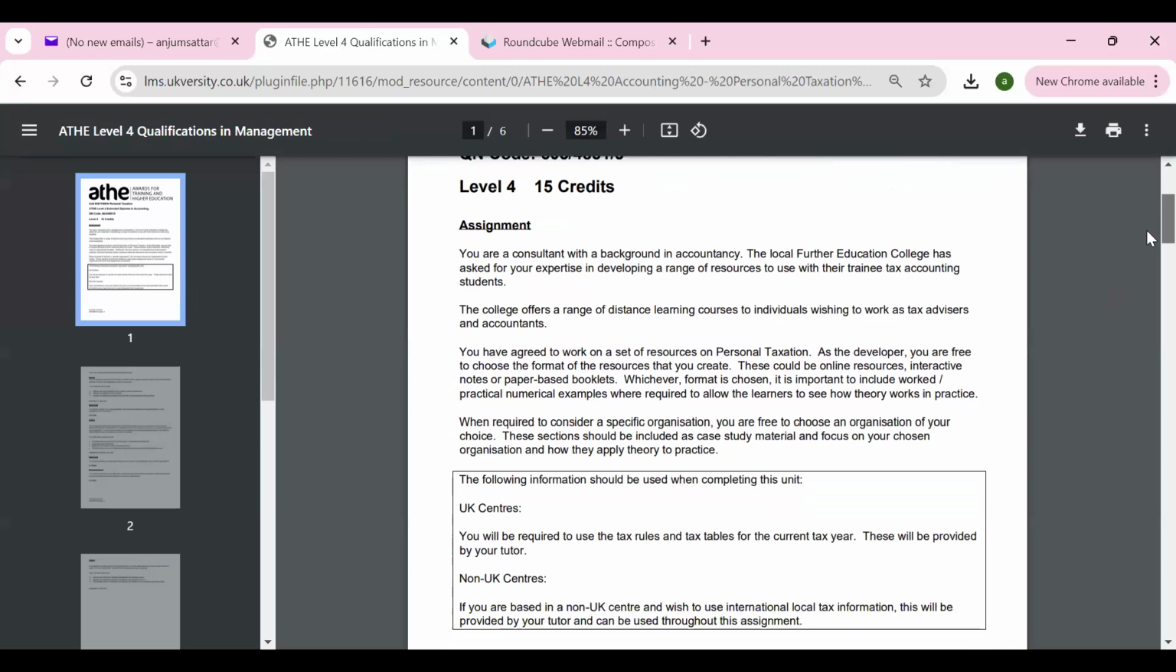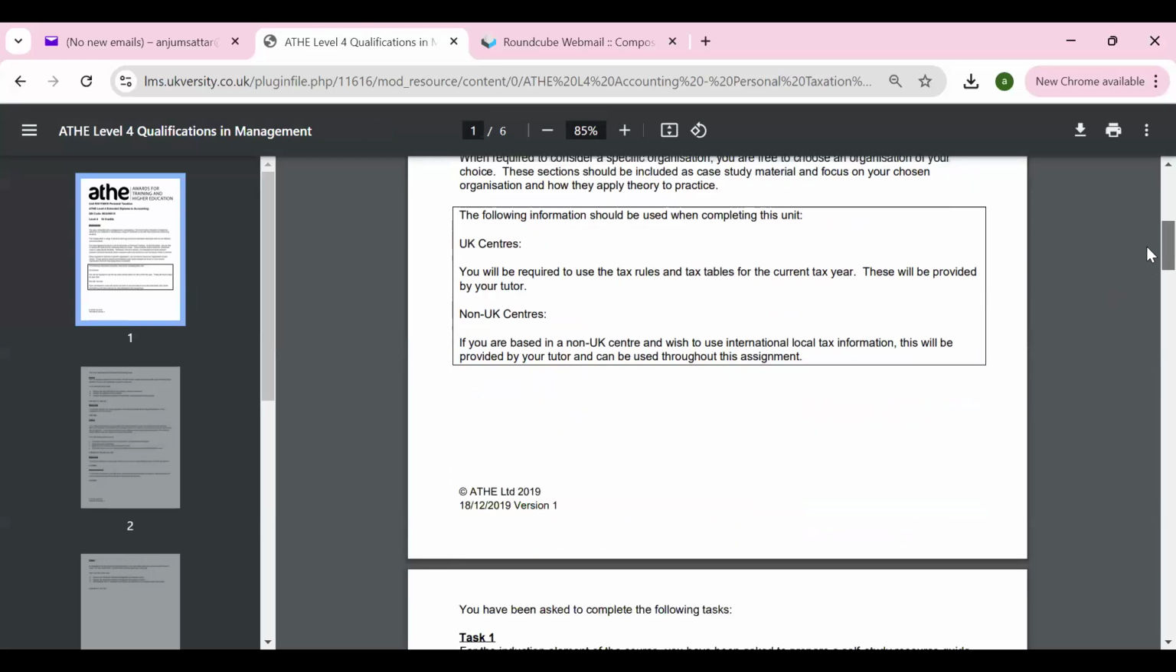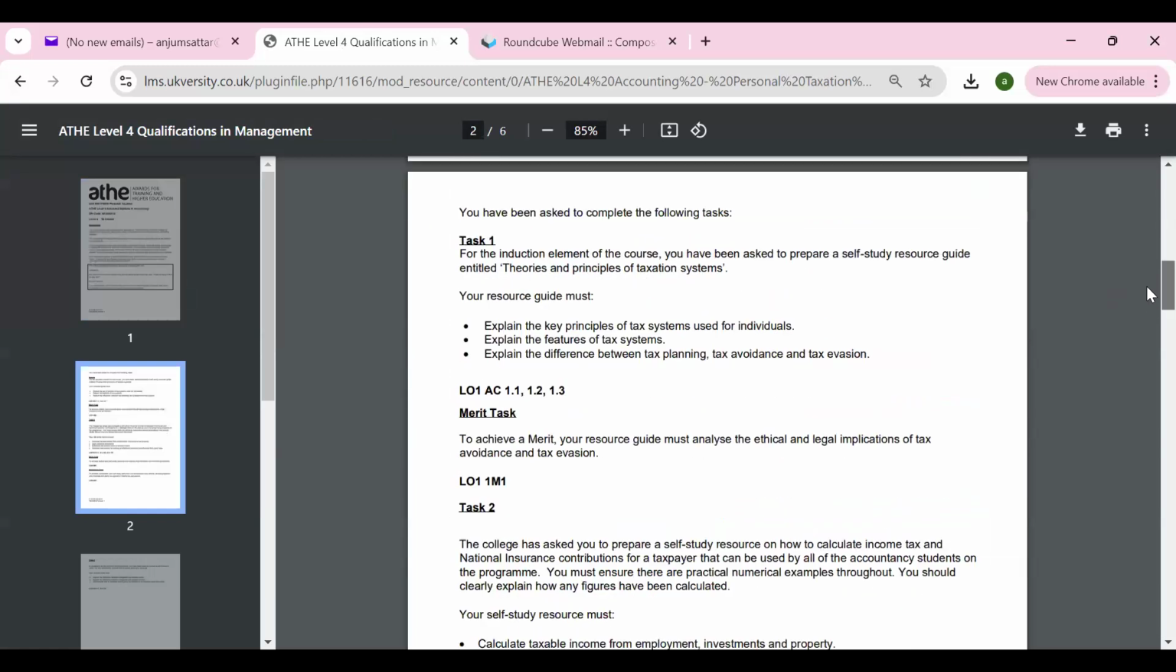Okay, so you've always been given a little scenario, and it's always good to read the scenario. Like, you're a consultant working in an organization, and your boss asks you to prepare the handouts. You can contextualize your discussion with that. So if we look here, task 1, induction elements of the course, and you have been asked to prepare the self-study resources. So you have to prepare the resources on these.